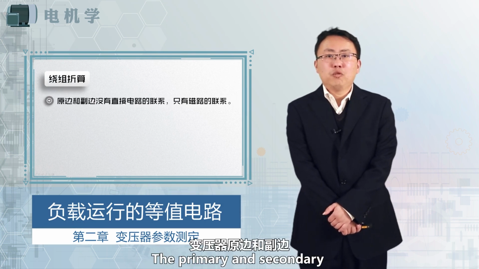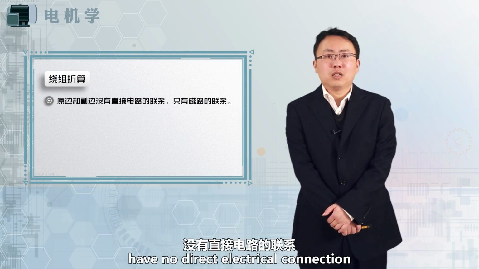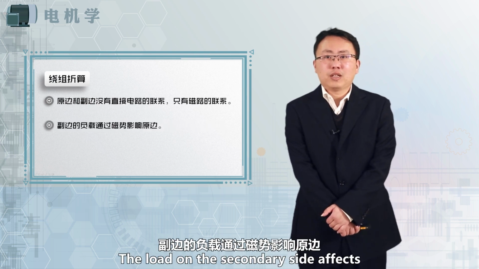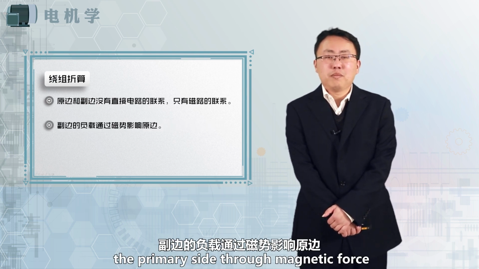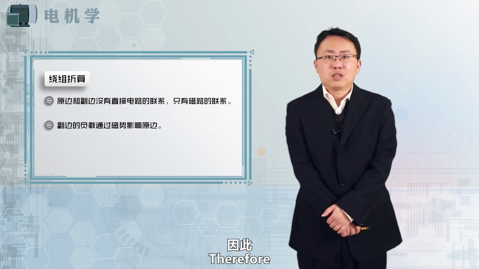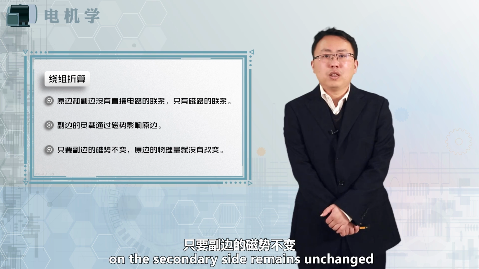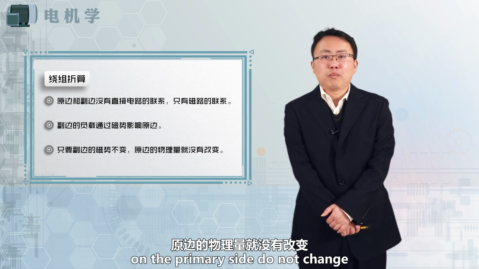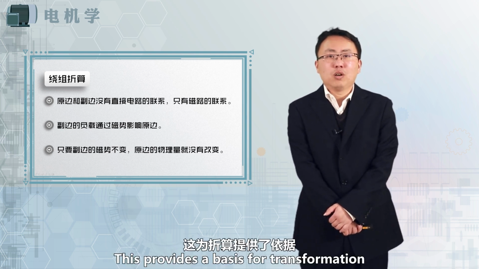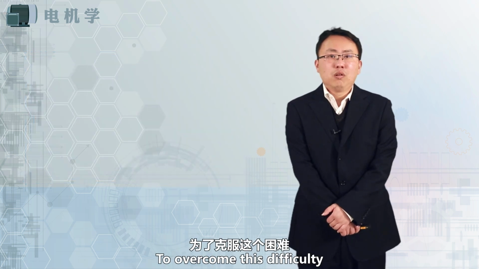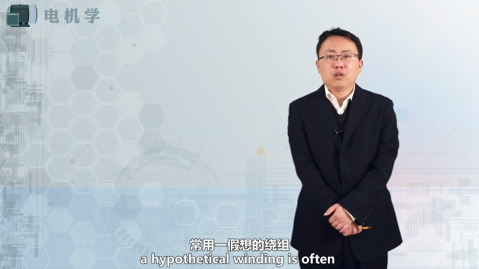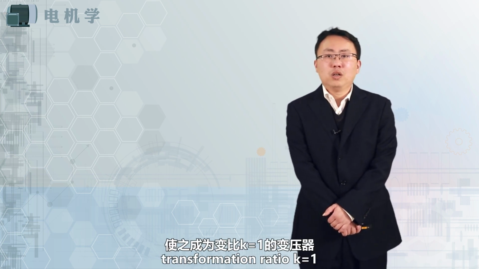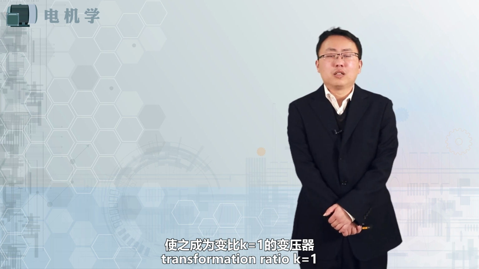The primary and secondary sides of the transformer have no direct electrical connection, only magnetic connection. The load on the secondary side affects the primary side through magnetic force. Therefore, as long as the magnetic force on the secondary side remains unchanged, the physical quantities on the primary side do not change. This provides a basis for transformation. To overcome this difficulty, a hypothetical winding is often used to replace one of the windings, making it a transformer with a transformation ratio K equal to 1.